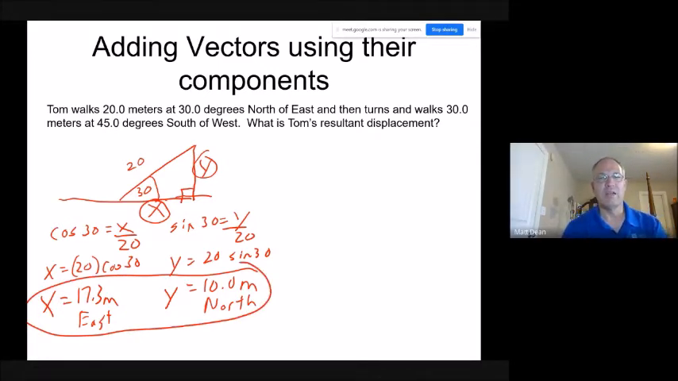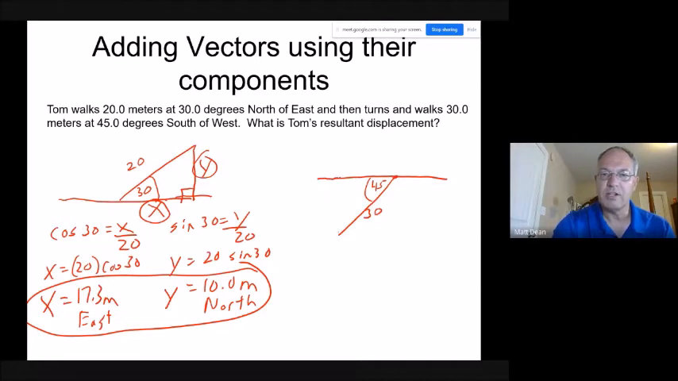Now we need to do the same thing with the second vector. So the second vector was 30 meters at 45 degrees south of west. So drawing a horizontal. South of west would be over this way, because here's west. This would be 45 degrees. And this is 30 meters.